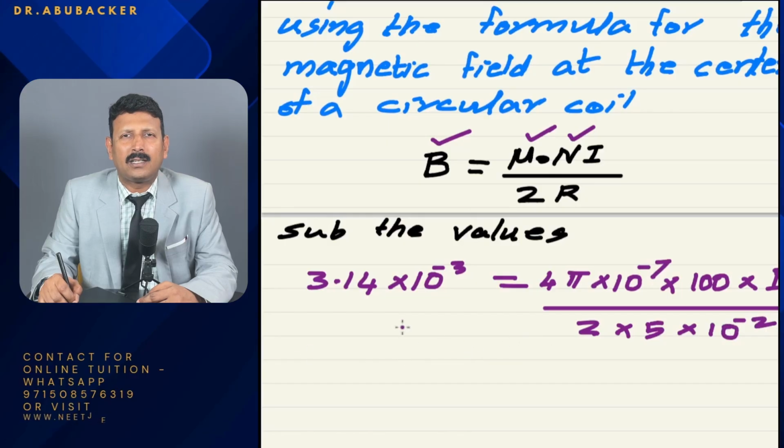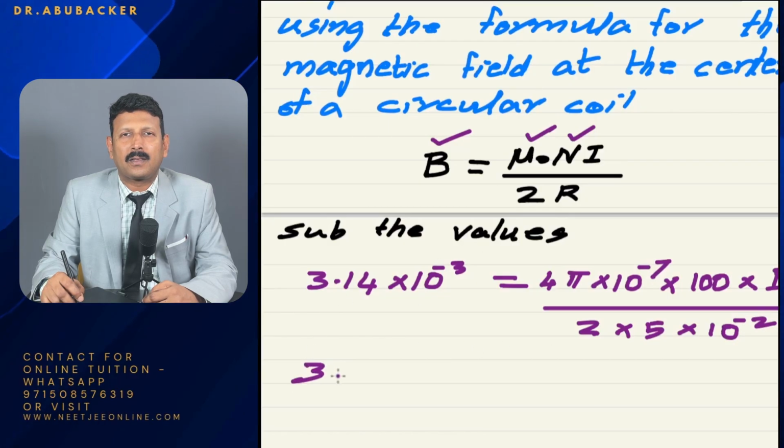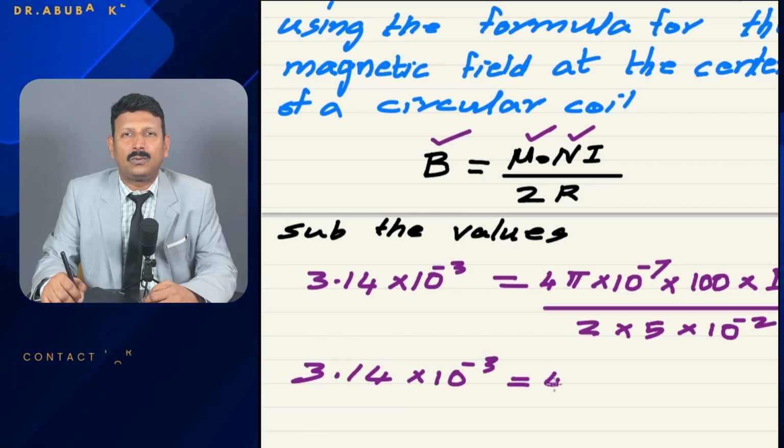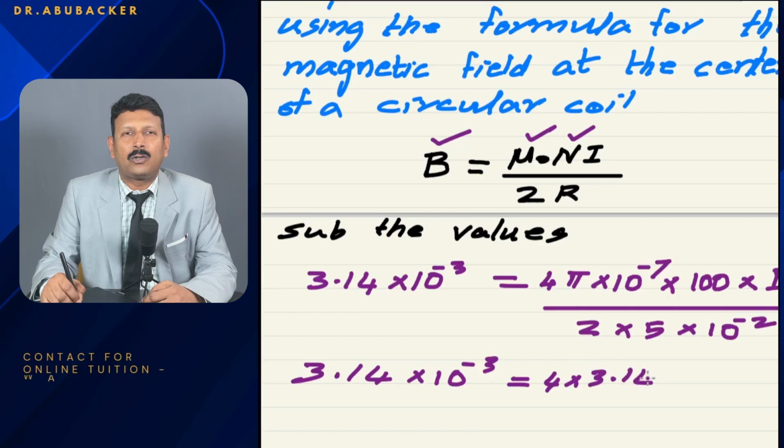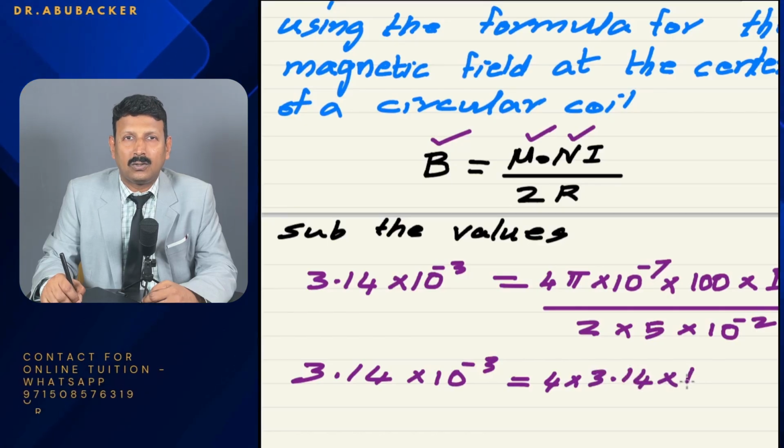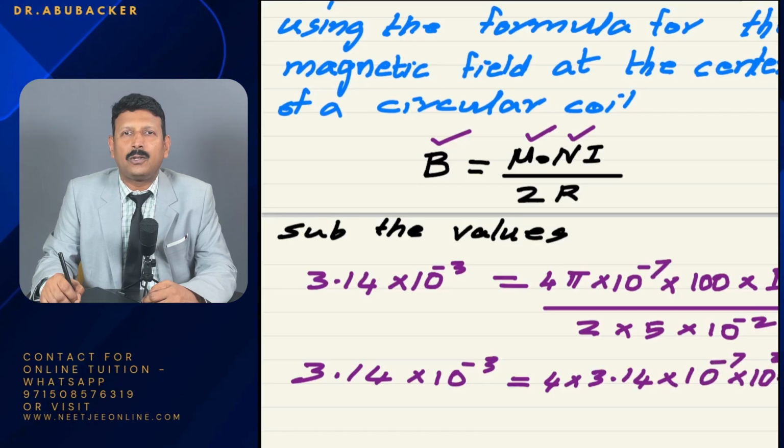What do you do next? Our target is to find the value of I. So cross multiply, until you make I is equal to. So 3.14 into 10 raised to minus 3 is equal to 4 into pi, I am writing 3.14, into 10 raised to minus 7.